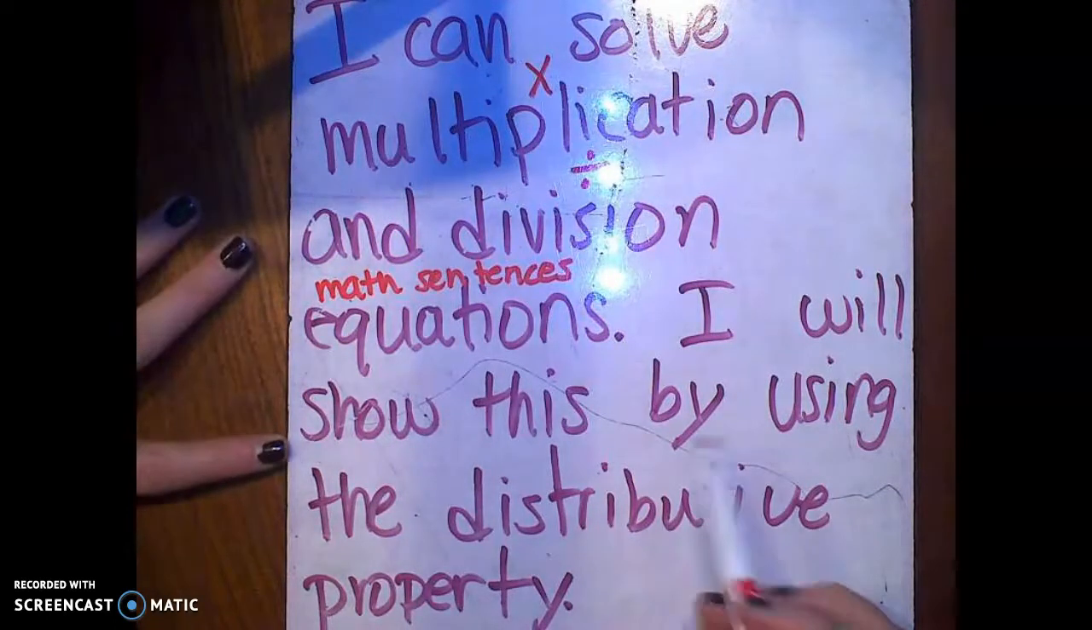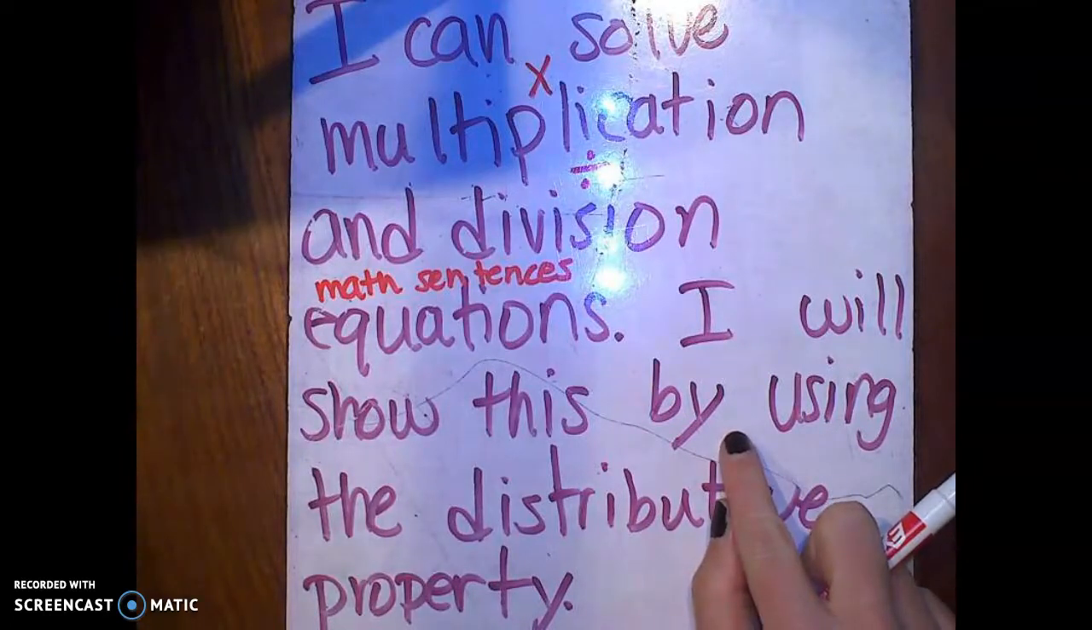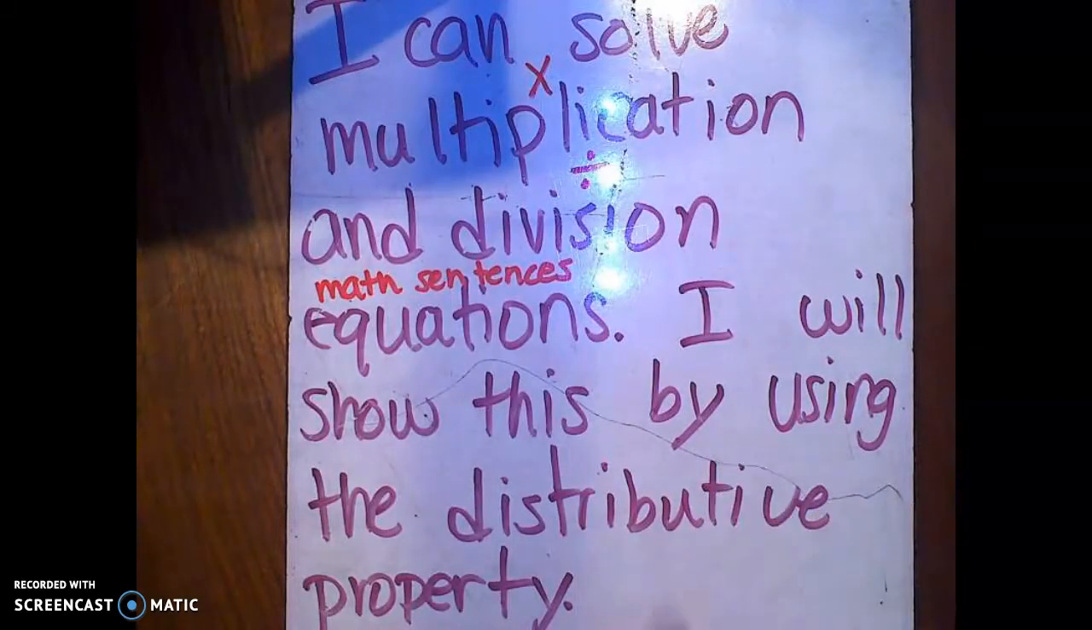I can solve multiplication and division equations. I will show this by, now remember, this "I will show this by" part is telling you exactly how I will know you are successful at this. I will show this by using the distributive property. Now there's a video below that you're going to watch that goes over the distributive property again. But if you remember from Tuesday, the distributive property is whenever we make things a little easier to work with.